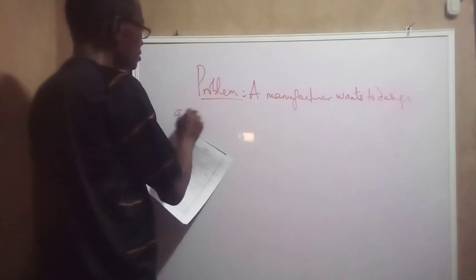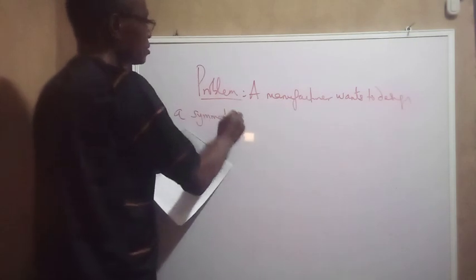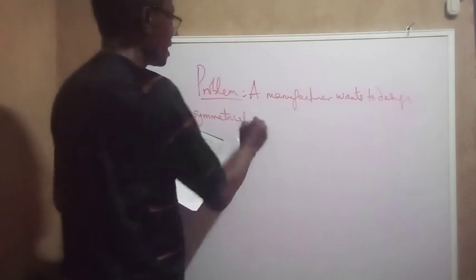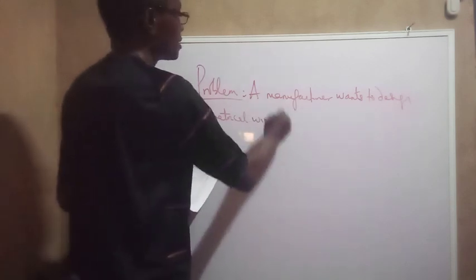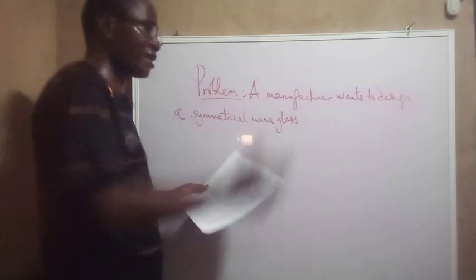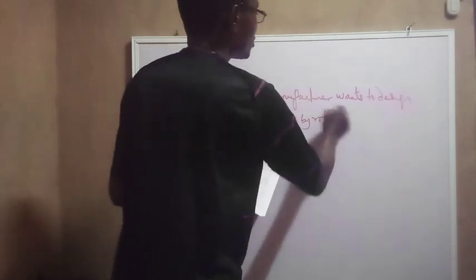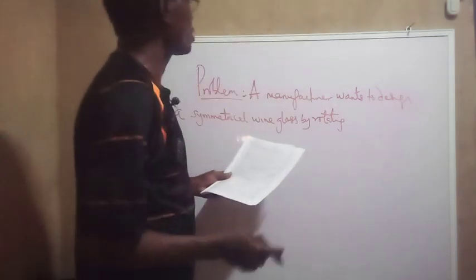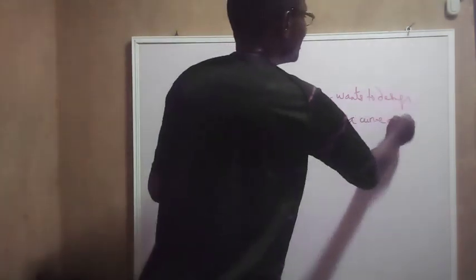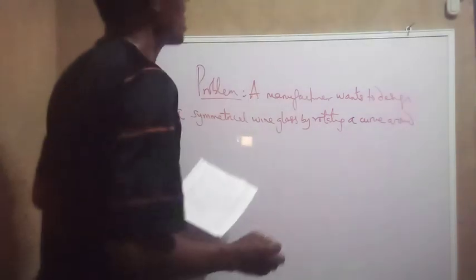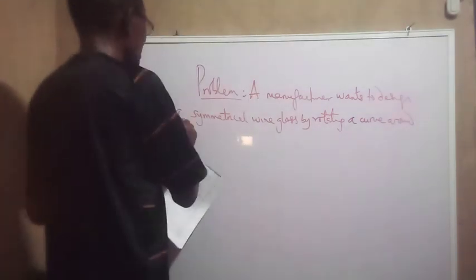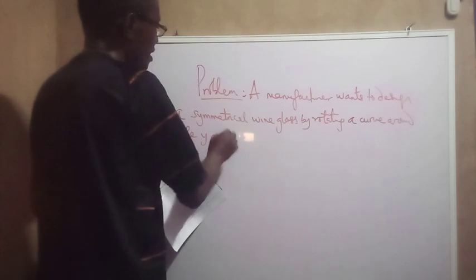a symmetrical wine glass. When we say something is symmetrical, you know that it can be divided into two equal halves by a half plane. That means you can divide it into two equal parts. The manufacturer wants to design a symmetrical wine glass by rotating a curve around the y-axis. This time around, we want to consider the y-axis.